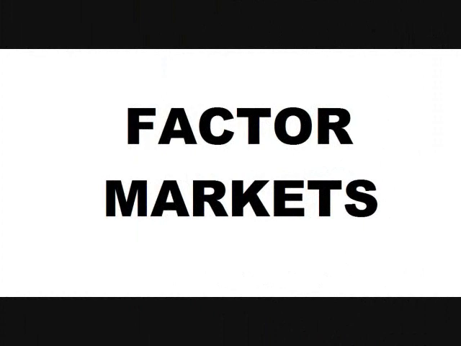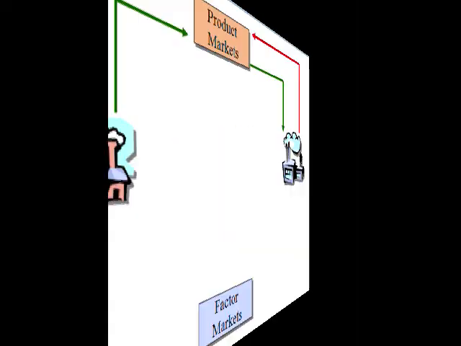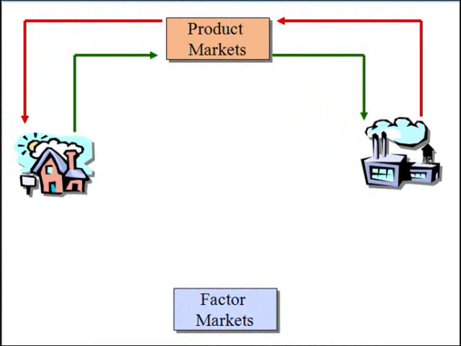Factor markets are the markets where businesses acquire the factors of production. A good example of this would be IBM. Businesses produce goods and provide services in the product market. In exchange, households pay for goods and services with consumption expenditures.